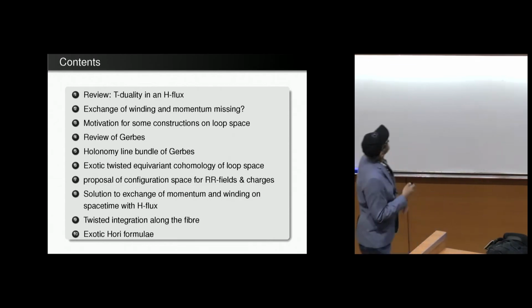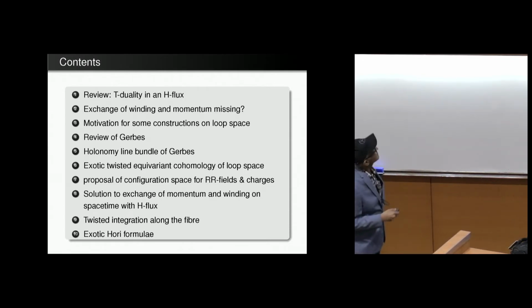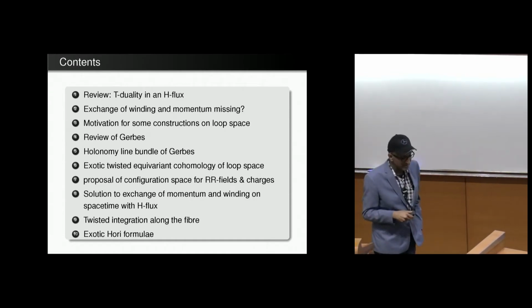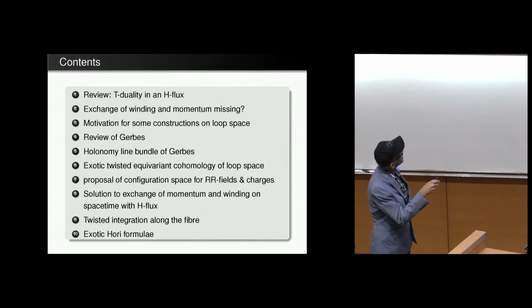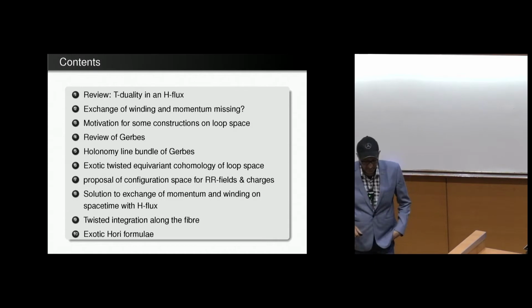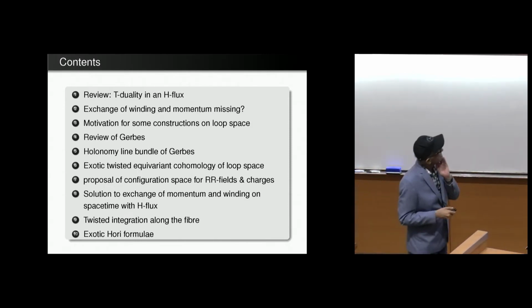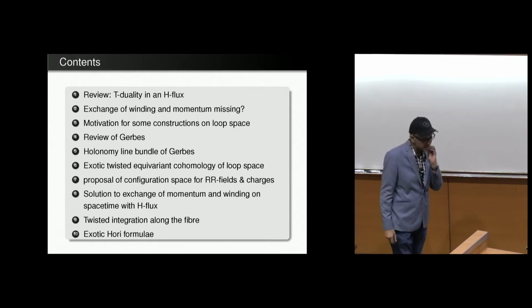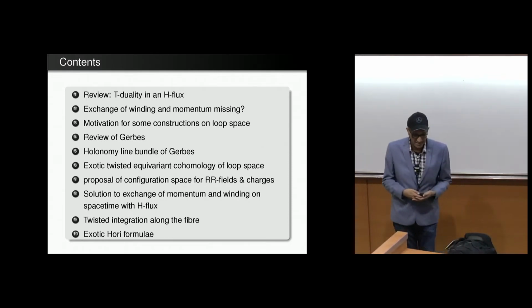This is a summary of my talk. I'll start with the review, and then I'll ask a question about the winding and momentum in this early paper with Peter and Jarah. Well, it was slightly missing there. Then we'll take a digression into a roundabout way to get to the answer by going through loop space. This is some work I did with Fei Han, and it's some version of equivariant cohomology on loop space, and I'll tell you the motivation for constructing it, and then the solution to the exchange of momentum and winding on the space-time with a flux, and some generalization of these formulae that I got with Peter and Jarah.